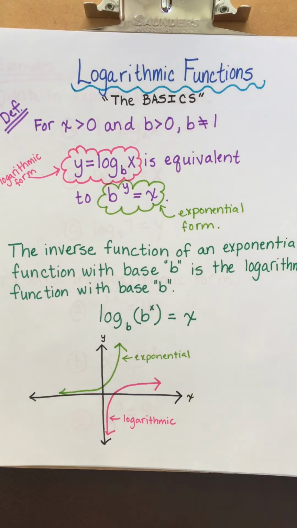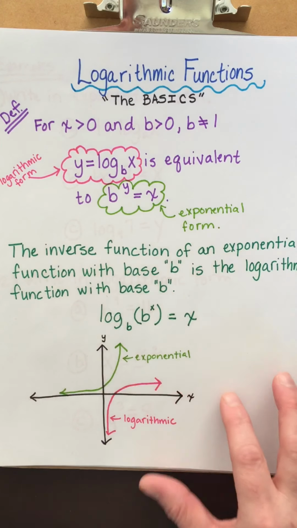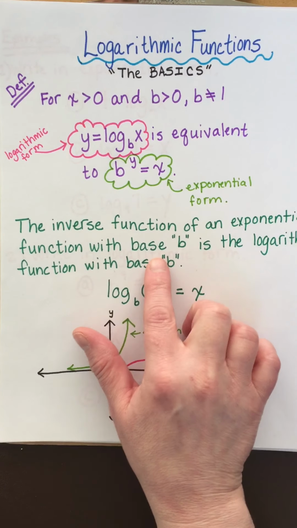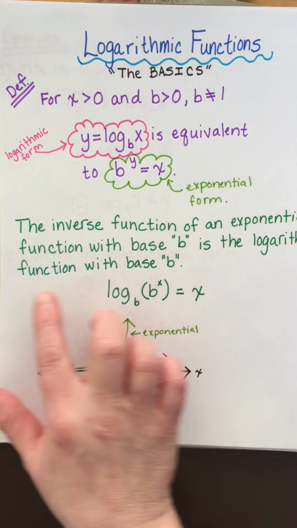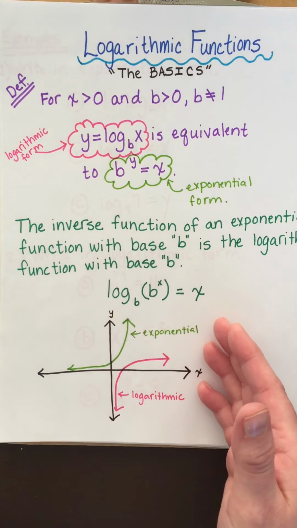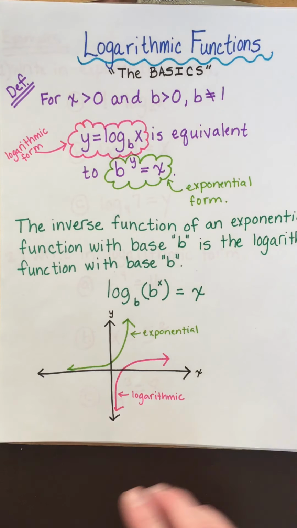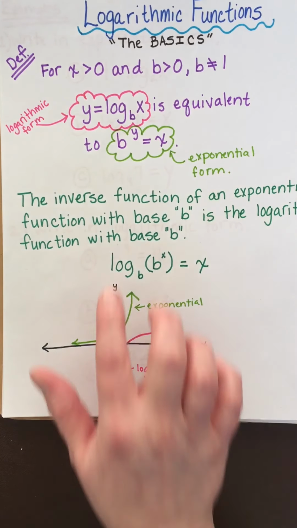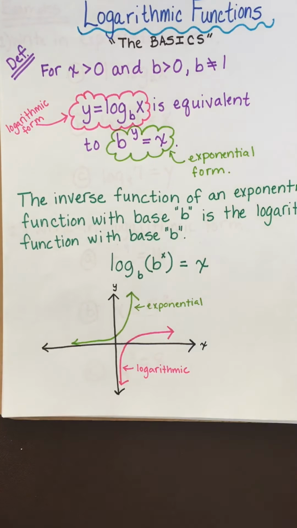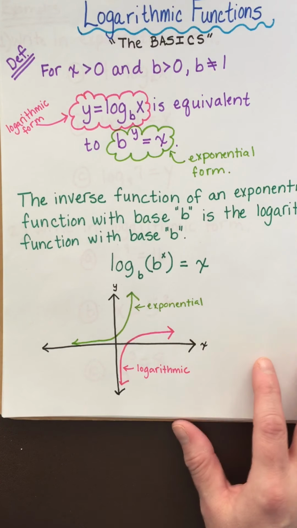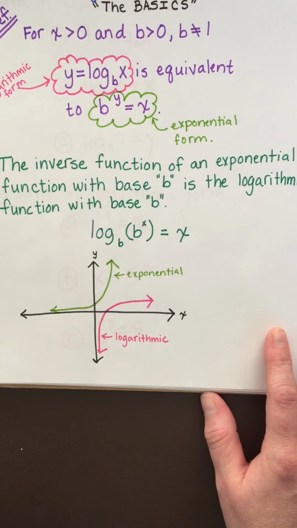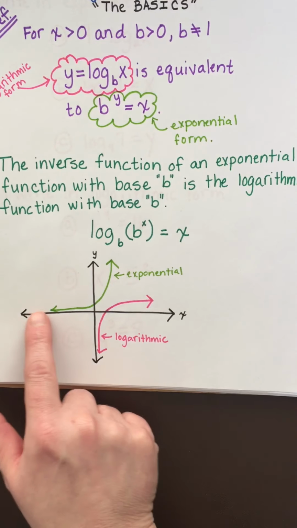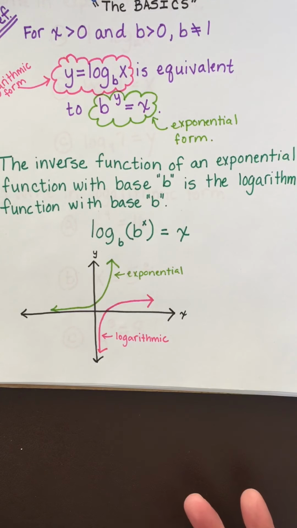Logarithms are the inverse of the exponential functions. So I wrote the inverse function of an exponential function with base b is the logarithmic function with base b. They're inverses. They undo each other. Look down here. I've got the log base b of b to the x is x, because the log of this exponent cancels out, right? I got a little sketch of the graph, and we'll talk more about the graphs of logs later. And here's a sketch of just a generic exponential function and the logarithmic function.